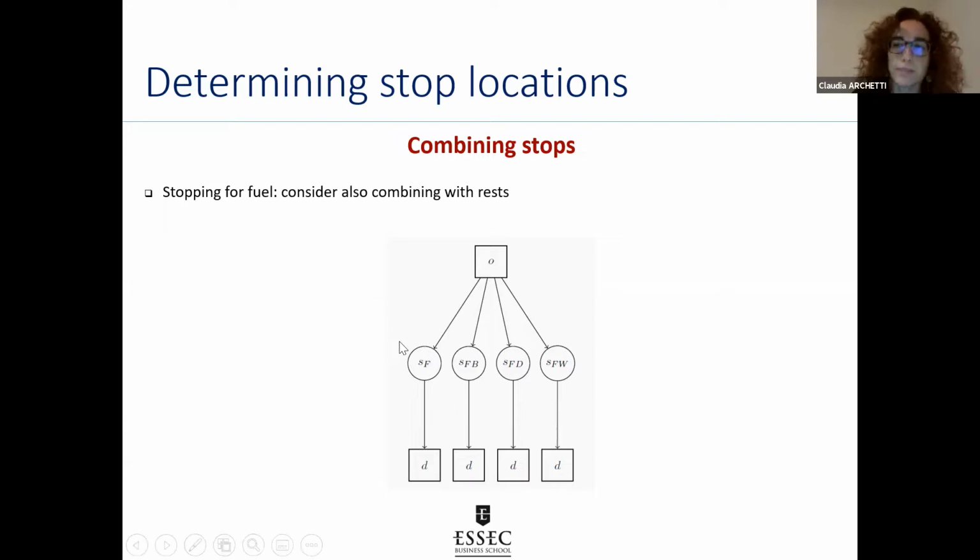So we were considering the opportunity of combining a stop for refueling with a stop for making a break of 45 minutes, or a daily rest, or a weekly rest. What does it mean in terms of our tree of all partial paths that we were building? It means that each time we stop at a refueling station, we build 4 different partial paths in which the 4 different types of stops are considered.